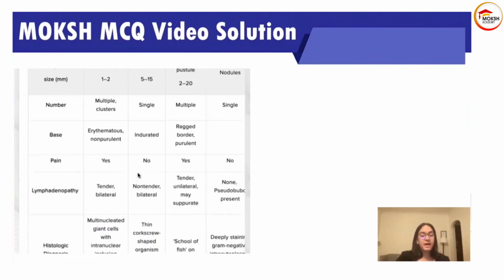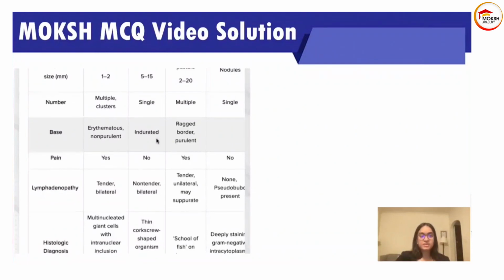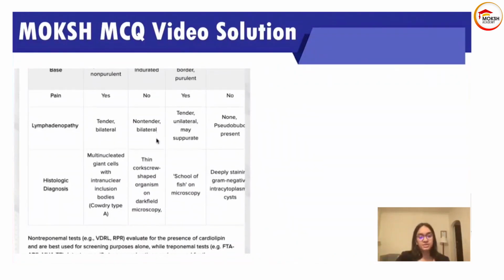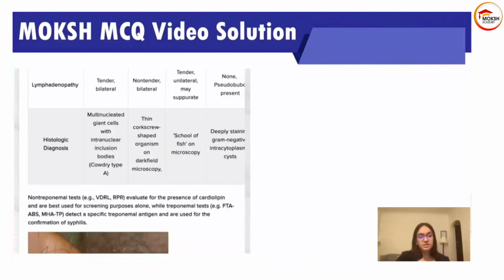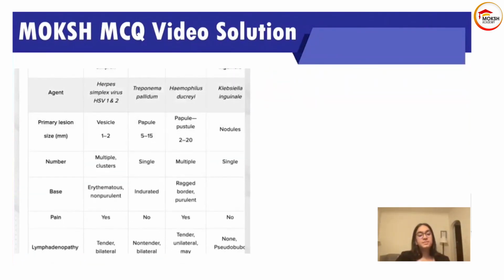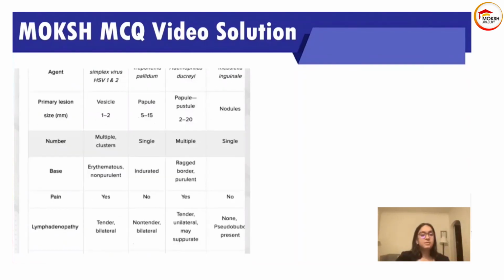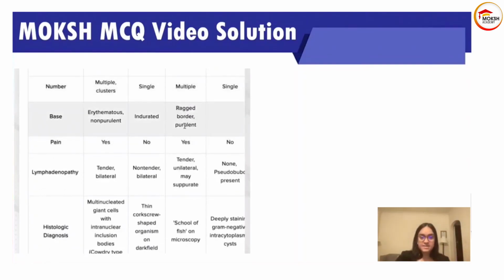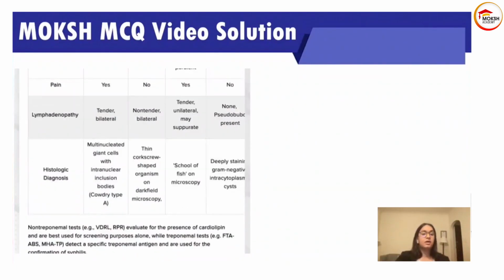Syphilis, you will see a papule which will progress to an ulcer. It will be a single lesion, not multiple like herpes. Indurated base, which we saw in our question, not painful, non-tender bilateral lymphadenopathy, and again the thin corkscrew-shaped organisms on dark field microscopy. Chancroid, we all know, is painful. It will present with a papule or pustule, multiple lesions, ragged borders. It will be purulent. You will have a grayish base with this, painful, tender, unilateral lymphadenopathy with suppuration or the buboes, and school of fish appearance on microscopy.